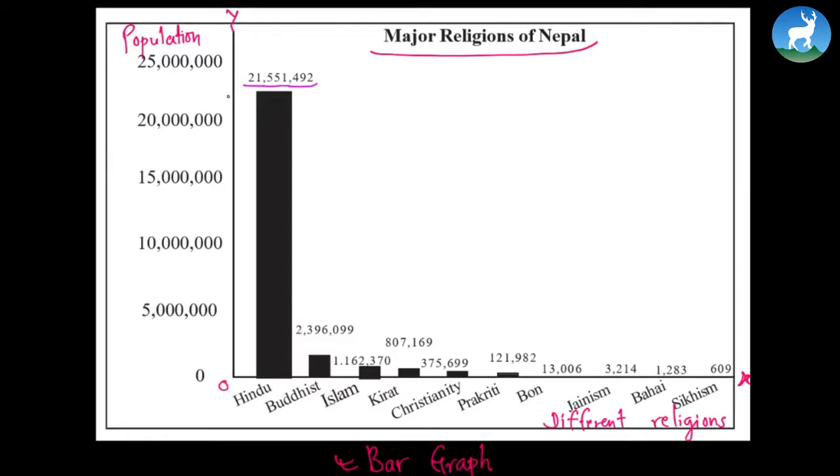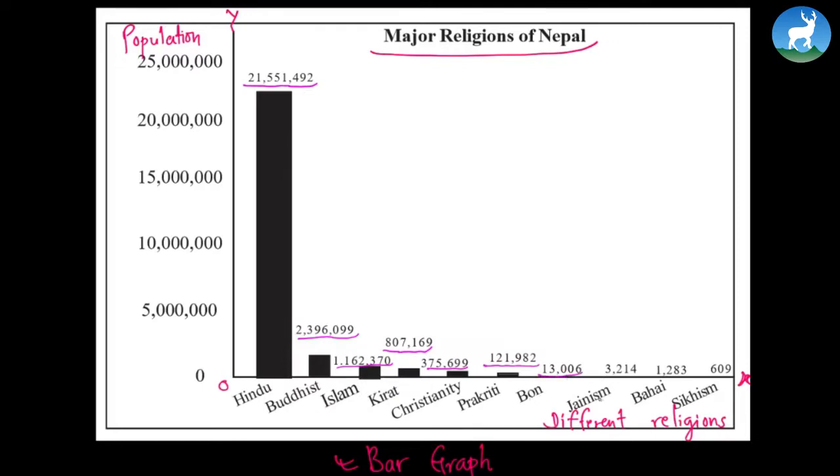2,15,51,492 people are Hindu, while 23,96,099 people are Buddhist, followed by 11,62,370 Islam people, followed by 7,169 Kirat people. And then comes Christianity, which is 3,75,699. And some people follow Prakriti religion, and the total number of people who follow this religion is 1,21,982.